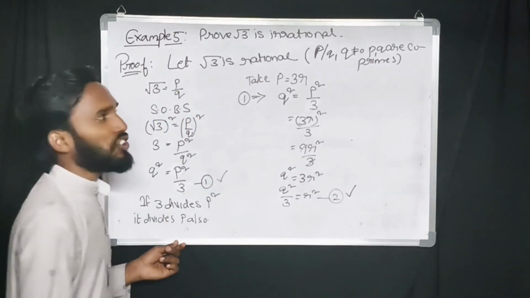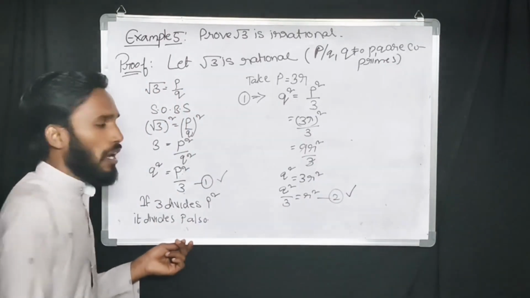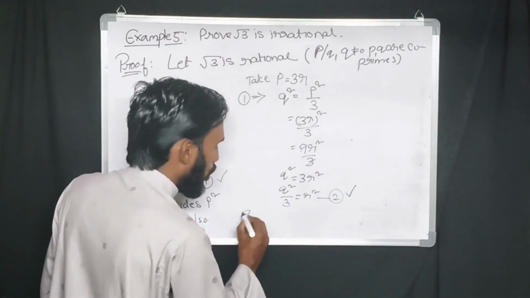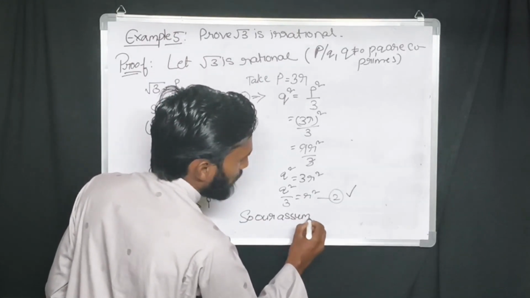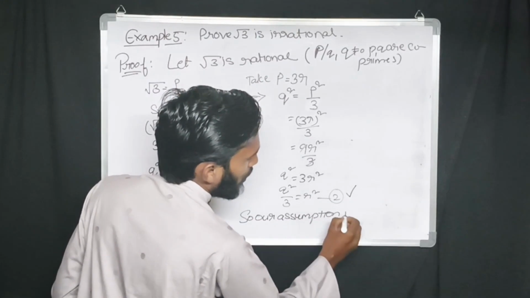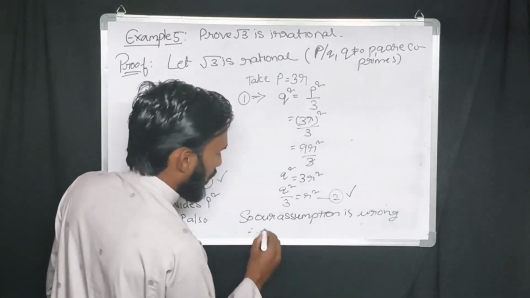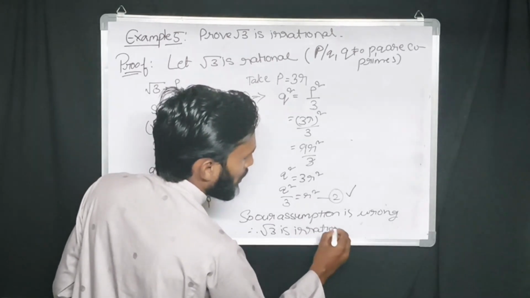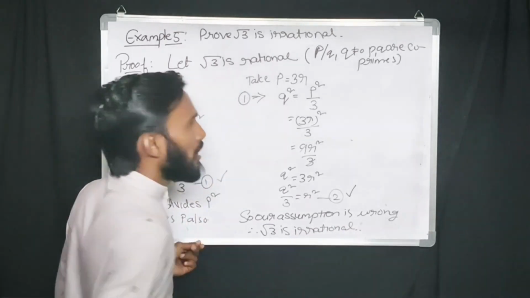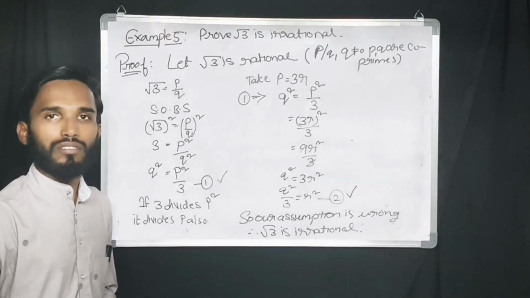But what is our condition? p and q are co-primes, having only 1 as a common factor. But here we have another number also. So our assumption is wrong. Therefore, root 3 is irrational. So this is how we have to prove the irrationality of any number.